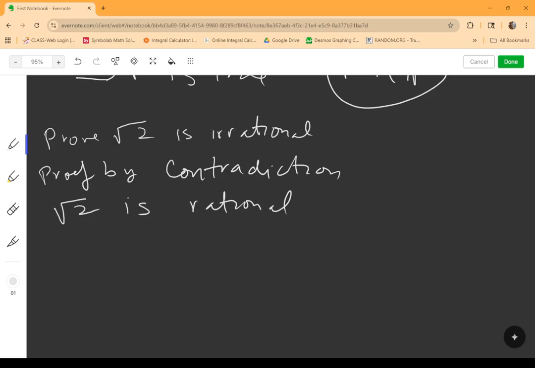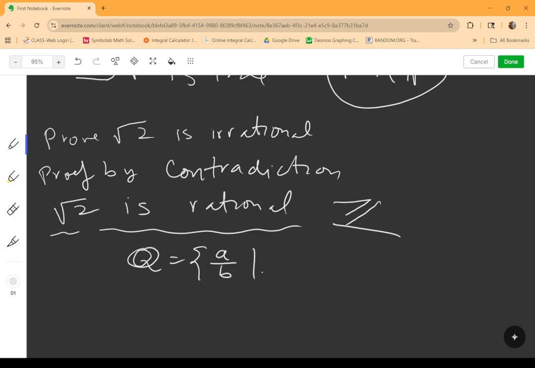Now we need a couple of things beforehand. We use the set notation Z for integers. We're going to use the set notation Q for rationals. Now Q is defined as the set of a over b such that a and b are elements of the integers. So that's very generally what a rational number is. It's a ratio of 2 integers.